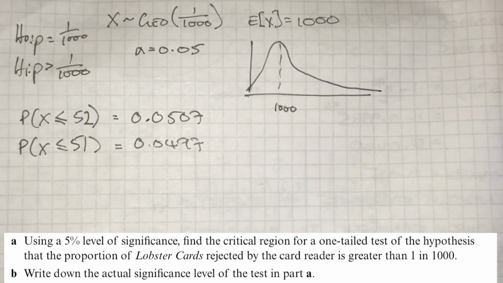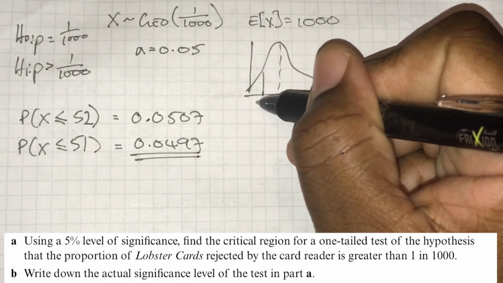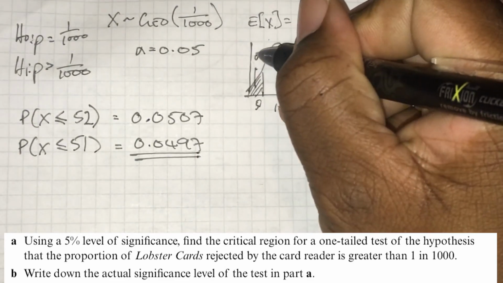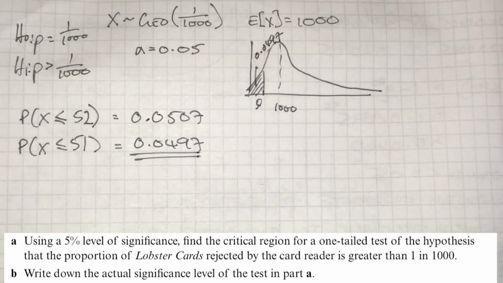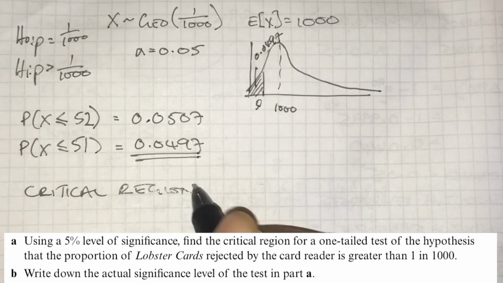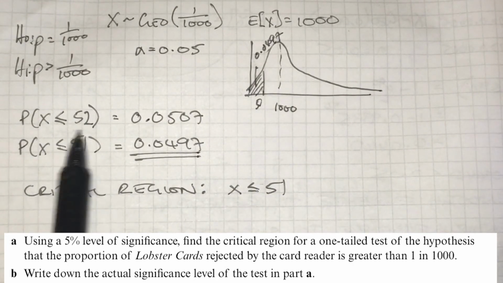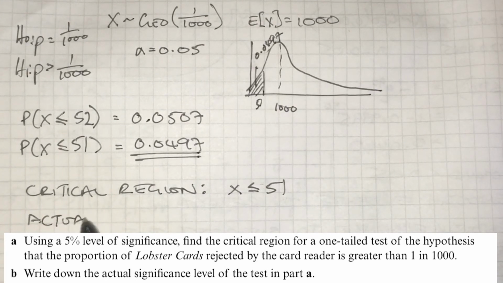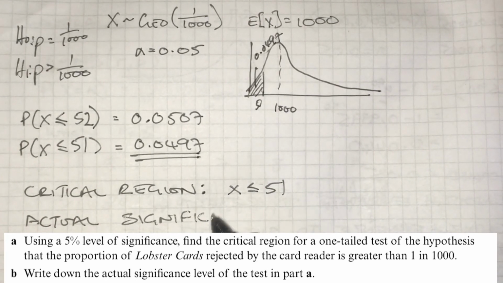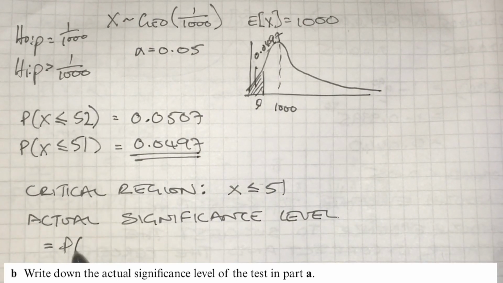So with some trial and improvement on my calculator, I've managed to hone in on 51 and 52, with the probability that X is less than or equal to 51 being equal to 0.0497. Basically it was the one that was smaller than the significance level. So this is how it would be depicted on the diagram, and my critical region is just the inequality X is less than or equal to 51. Any result from this experiment where 51 or fewer customers came through before we encountered the first faulty Lobster Card, we would have evidence to reject the null hypothesis.